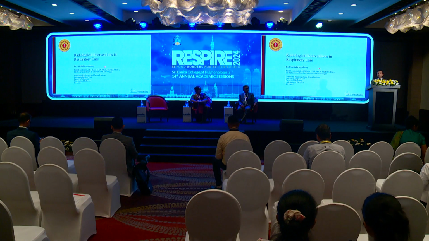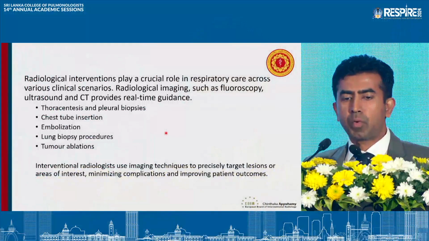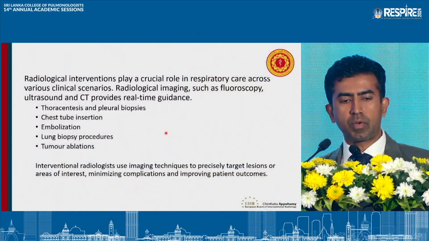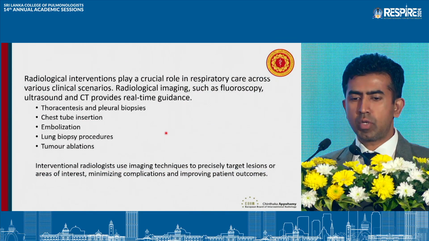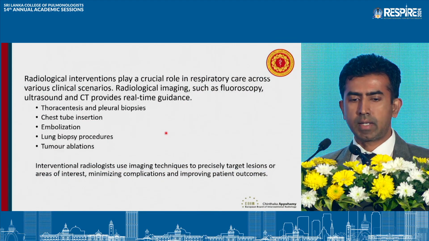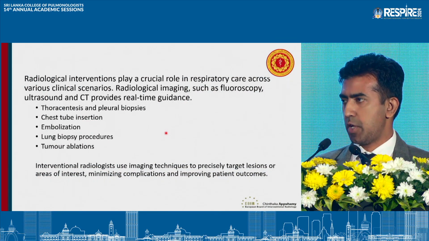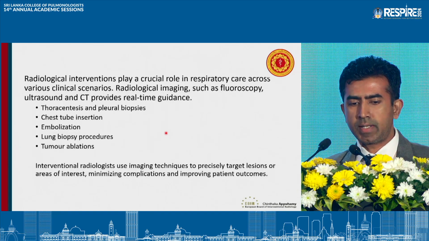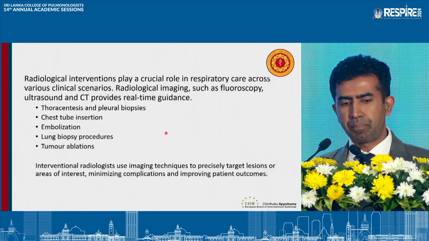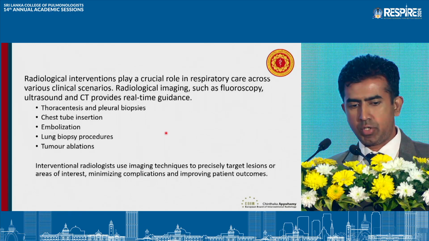Without much delay, I will go into the lecture. Radiological interventions play a crucial role in respiratory care across various clinical scenarios. The imaging modalities we use are fluoroscopy, ultrasound, and CT for real-time image guidance. I will briefly discuss thoracentesis and pleural biopsies, chest tube insertion, embolization, lung biopsy procedures, and tumor ablations.